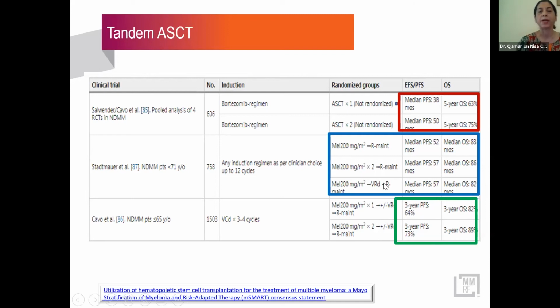Yes, we can see your screen, but we're still on the tandem transplant screen.